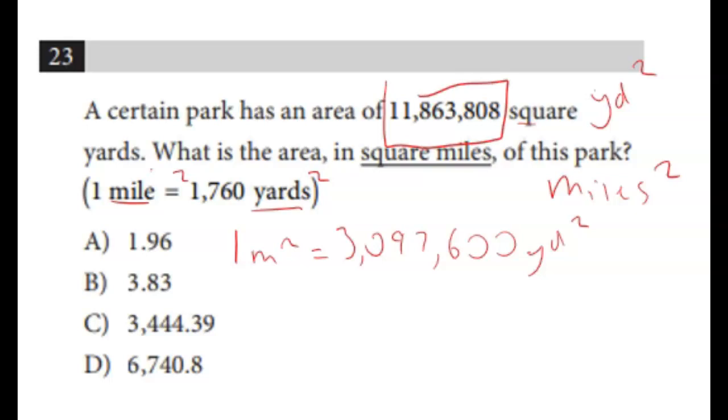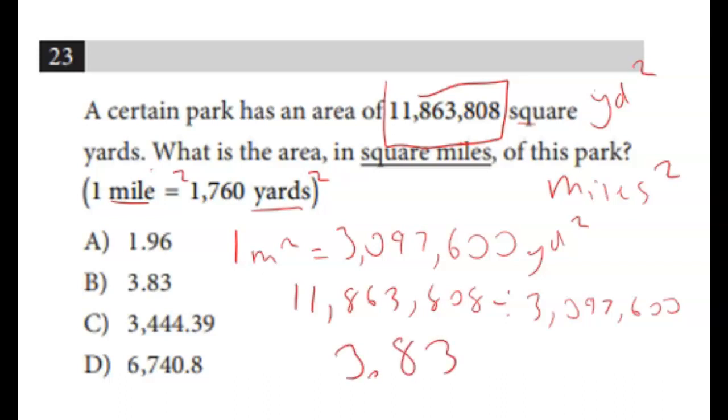So how many square miles? We're going to have to take this 11,863,808 and divide it by 3,097,600. And that's how we're going to find the answer. So let's plug that into our calculators. And I'm getting the answer as 3.83, which is going to be answer choice B.